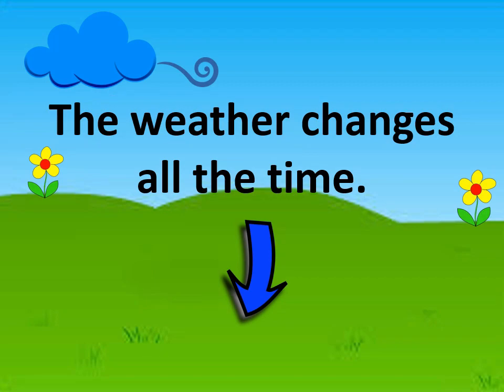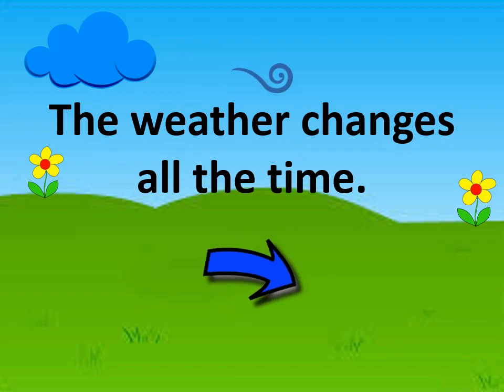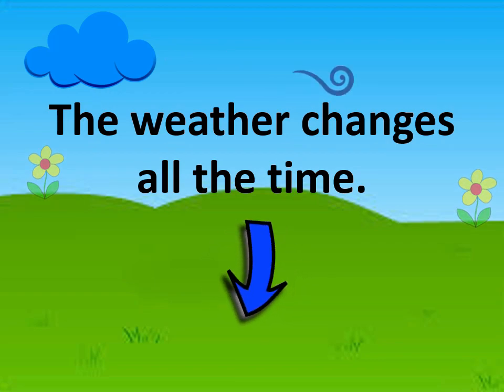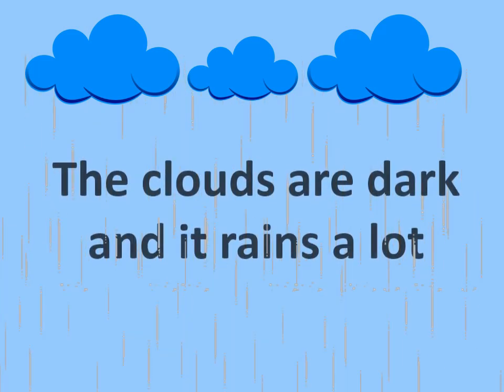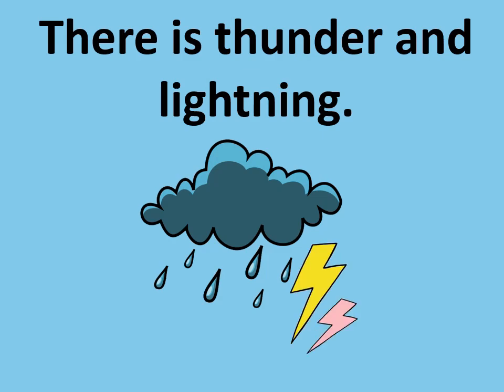Okay, I hope now you have learned all about the weather. And now you know that weather keeps on changing all the time. When the temperature changes, the weather also changes. Sometimes there are dark clouds, and when the clouds are dark, it rains a lot. Sometimes there is thunder and lightning.